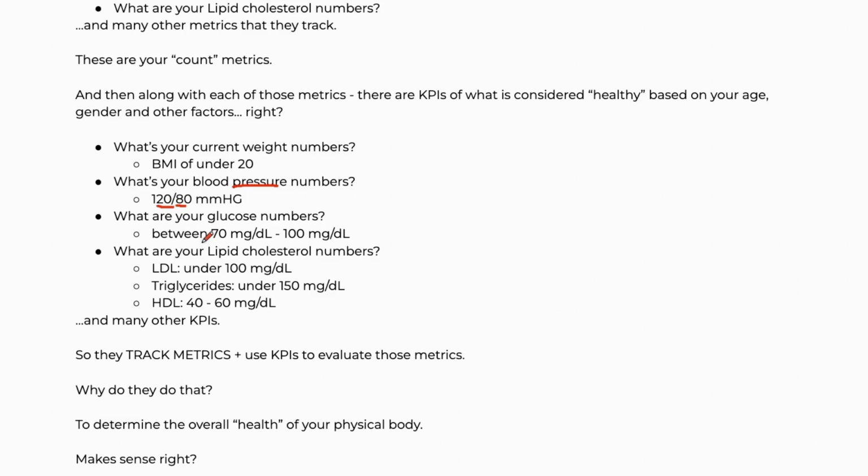Well, your LDL should typically be under like 100 milligrams per deciliter, right? Your triglycerides under 150 milligrams per deciliter. Your HDL somewhere between 40 and 60 milligrams per deciliter, right? So these are the KPIs that are being tracked. So we're tracking the metrics, the count metrics, and then we have the KPIs to evaluate those metrics. Why do they do that? To determine the overall health of your physical body.